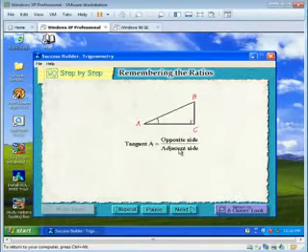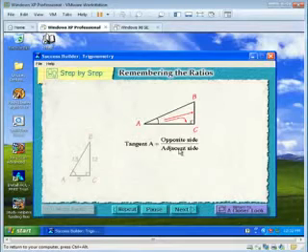The tangent of angle A is found by dividing the side opposite the angle by the side adjacent to the angle. Let's look at one last example in which we find the tangent of an angle. Here's a right triangle with legs of 5 and 12 units and a hypotenuse of 13 units. Let's find the tangent of angle A.